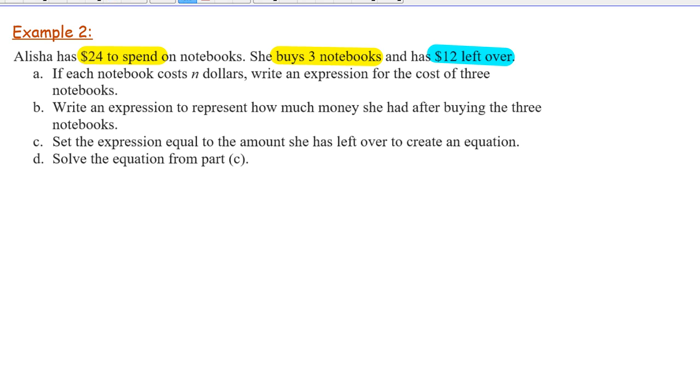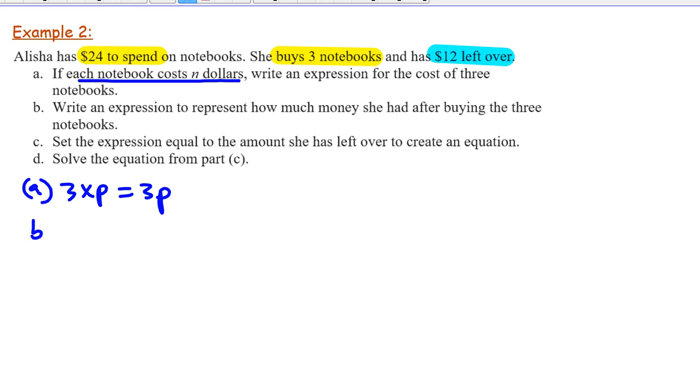So if each notebook costs $N, remember she bought 3 of them, write an expression for the cost of 3 notebooks. So A, each notebook is $N, and she buys 3, so that will be 3 multiplied by N, which is 3N.